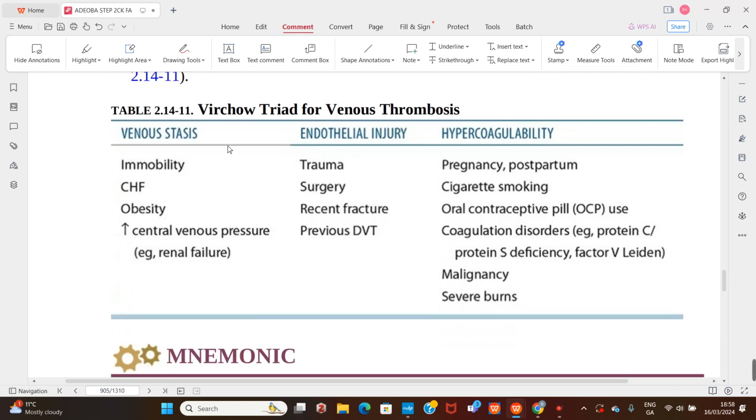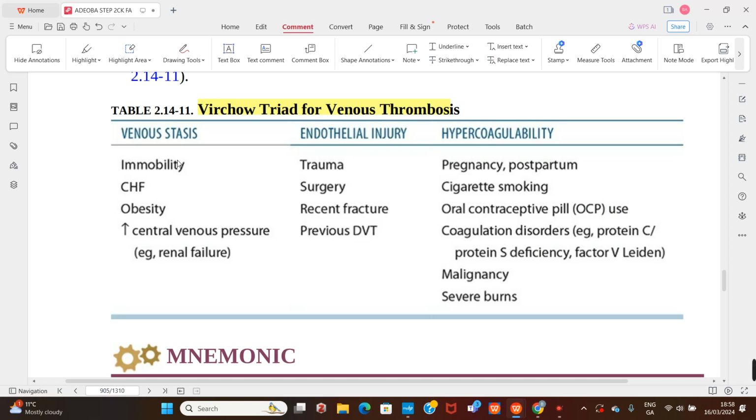So we have to familiarize ourselves with the virtual triad for DVT, which is venous stasis, endothelial injury, and hypercoagulability. I know we know all this. So venous stasis: anything that allows fluid to stay in the veins. The person is immobile, has had surgery, or is on a mechanical ventilator for a long time, just lying on the bed. Venous stasis.